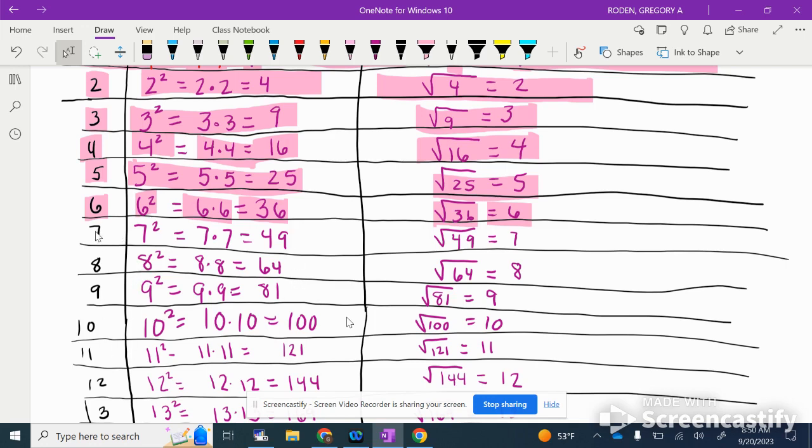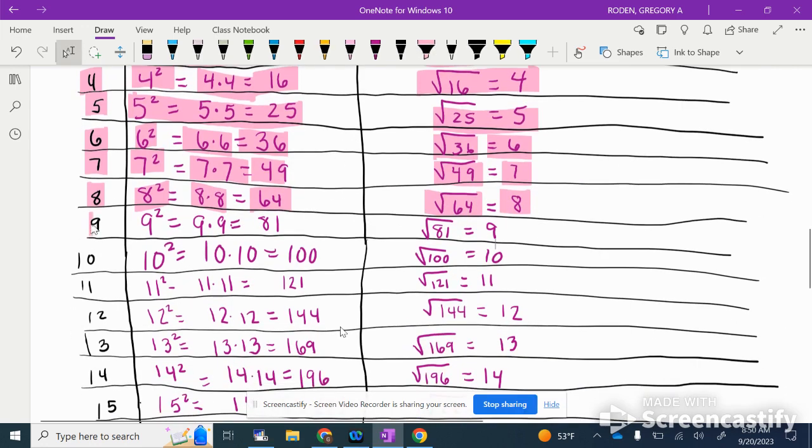Okay, I'm going to speed it up a little bit here. 7 squared is 7 times 7. 7 times 7 is 49. The square root of 49 is 7. Next number, 8. 8 squared is 8 times 8. 8 times 8 is 64. The square root of 64 is 8.